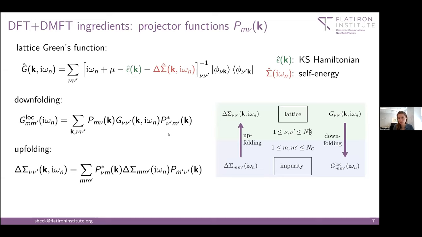As I said, the overlap between the Kohn-Sham states and the Wannier functions gives us these projector functions. And these we need whenever we transform between the lattice and the local space. So the lattice Green's function is momentum dependent, as Antoine said. In the downfolding routine, we apply these projector functions to the lattice Green's function, and we obtain the local Green's function. Once we solve the impurity problem, we obtain the self-energy, the local self-energy in the orbital basis. And we can use these projector functions again to upfold it to get, now, as Antoine pointed out, some momentum dependence in the band basis.